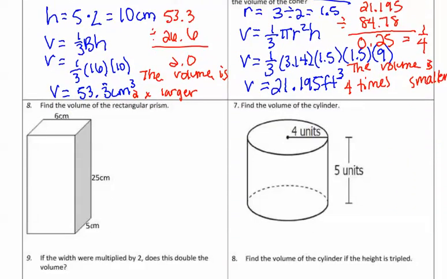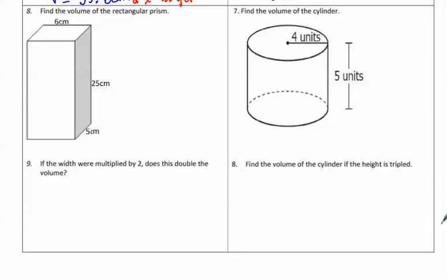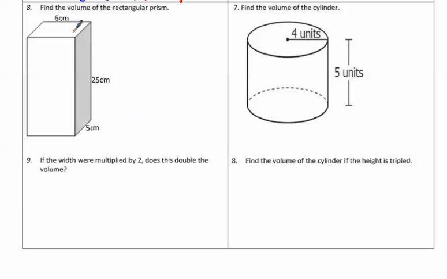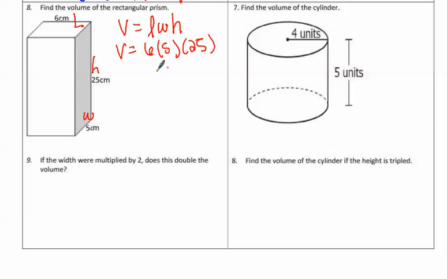Let's look at the volume of the rectangular prism. Always label your sides. 6 centimeters can be your length, 25 centimeters is your height, 5 centimeters is your width. To find the volume of a rectangular prism, the formula is length times width times height. So 6 times 5 times 25. When I multiply this from left to right, you get 750 centimeters cubed.